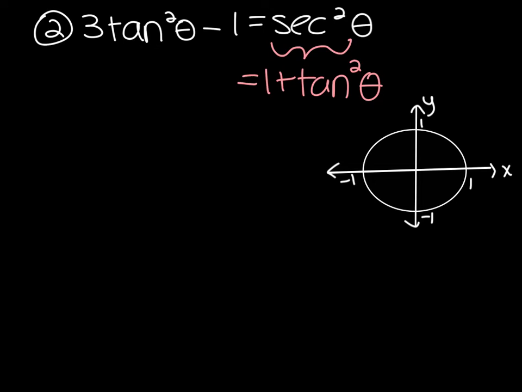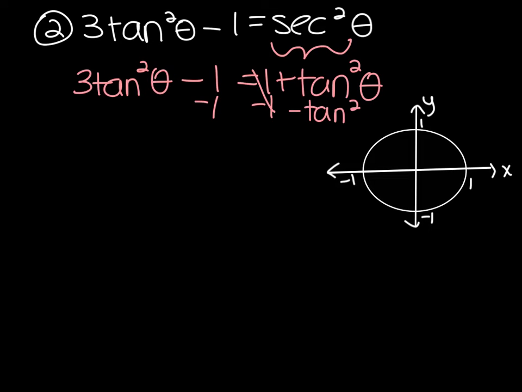We'd like to get our equation all using the same trig function if possible. Now I'm going to get it into standard form. I want it equal to 0, so I'm going to subtract this 1 to the other side, and I'm going to subtract the 1 tangent of theta squared to the other side. These are like terms because they are both squared. Think of it as like 3x squared minus 1x squared.